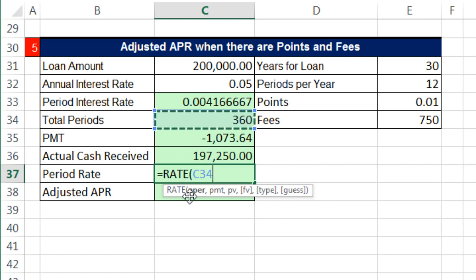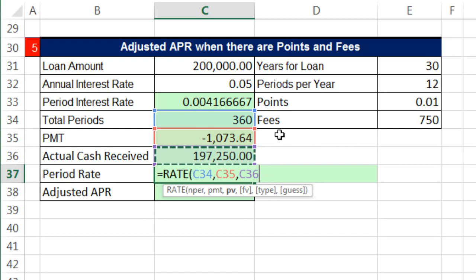So NPER, that still means total number of periods. PMT, that's a cash flow from our point of view, so we put it in as negative. The present value, that's why we had to calculate the actual cash received, because from our point of view, this is how much we used to give to the person that we bought the house from. These extra fees went to the person who serviced the loan. So there it is, and it is positive. That comes into our pocket.